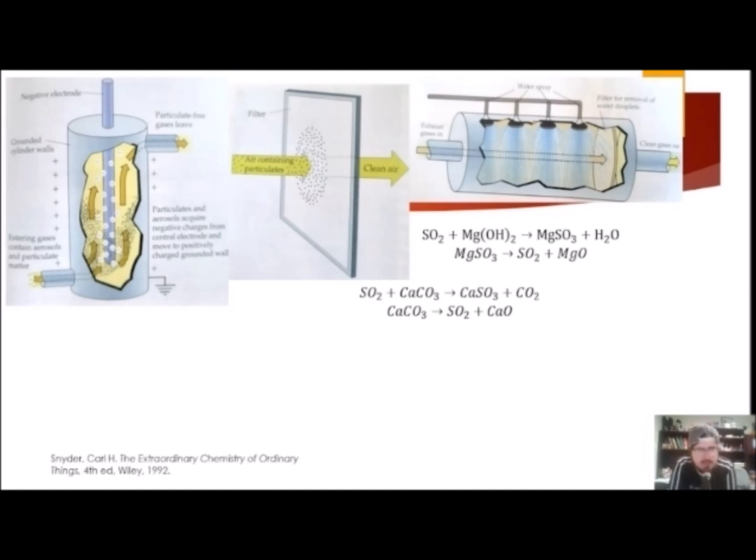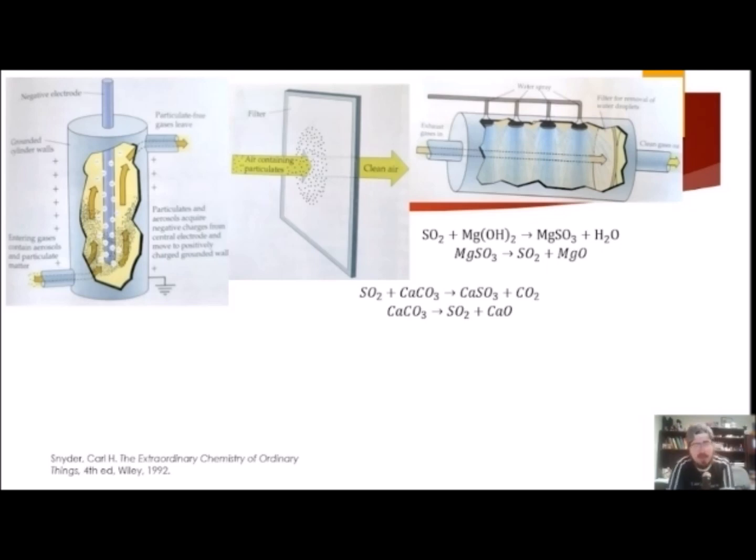Now, there are several methods of lowering the pollutants. One is electrostatic precipitation, one is filtration, and one is scrubbing. With electrostatic precipitation, we remove the particulates, which are particles greater than 10 to the negative third millimeters, and the aerosols, which are particles smaller than 10 to the negative third millimeters. So basically, bigger than a micrometer, smaller than a micrometer, depending on how big the particles are.